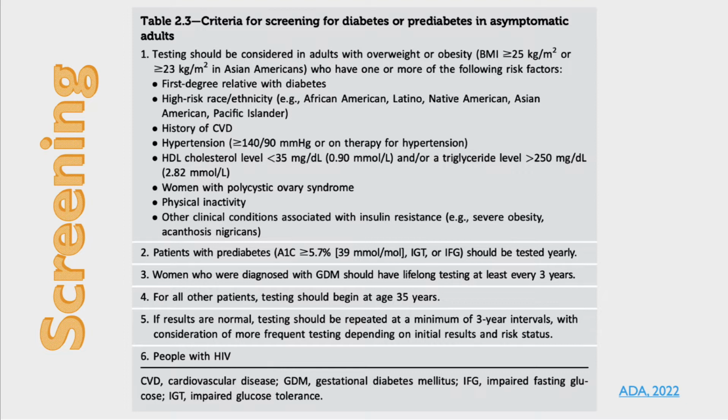Okay? Patients with prediabetes should be tested yearly. Women who had gestational diabetes should be tested at least every 3 years. All other patients should be tested at age 35 and periodically after that. And then if results are normal, you should test them every 3 years.